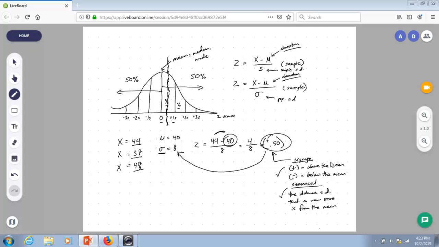Now, some of you guys may be wondering, why is 0 in the center? Well, these z-scores represent standard deviation units. What do you think would happen if you tried to calculate a z-score for a mean? Well, let's do that real quick. So let's say we were calculating a z-score for a mean. Let's say we were doing 40 minus 40.